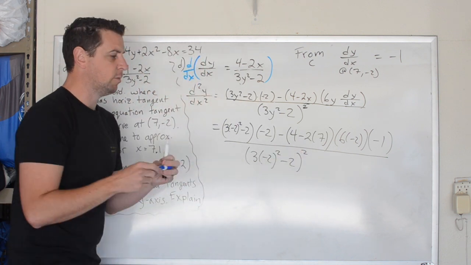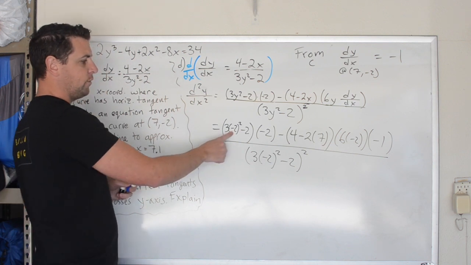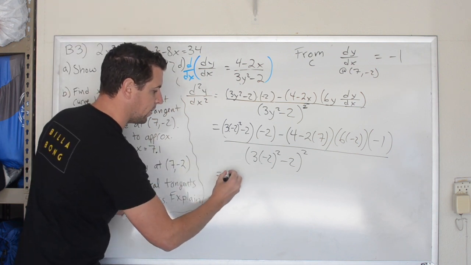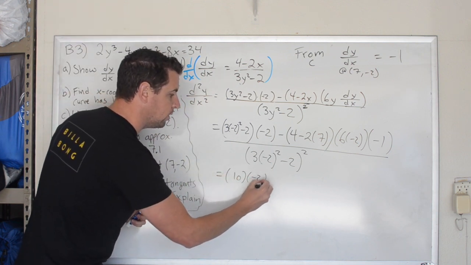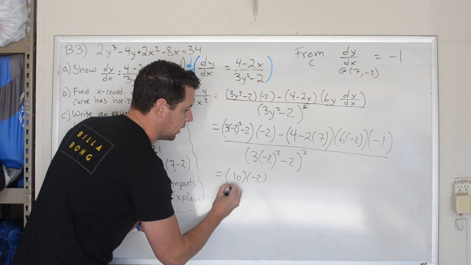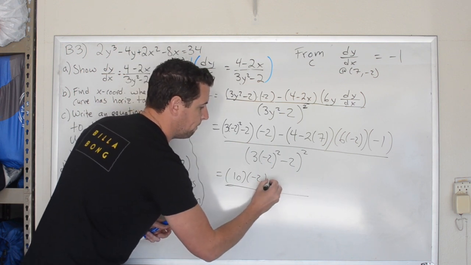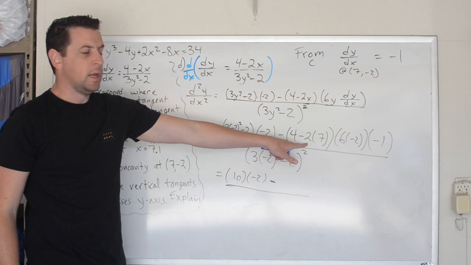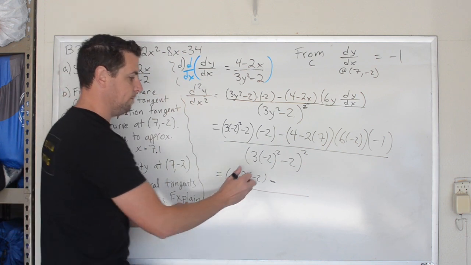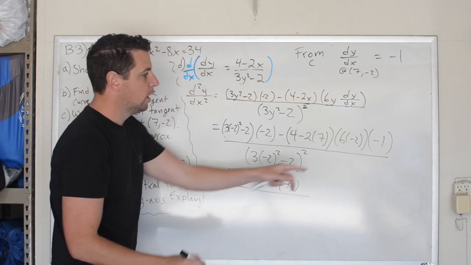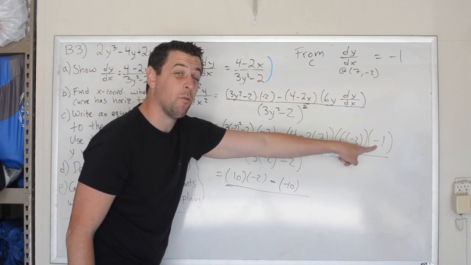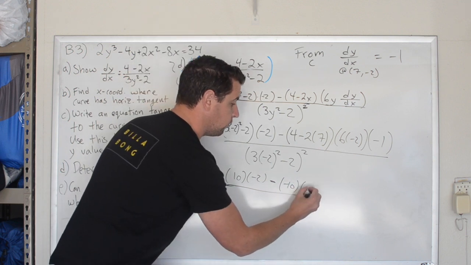Okay, so here we go. -2 squared is 4. 4 times 3 is 12. 12 minus 2 is 10. So I got that first number to be 10 times -2. Let me give a better spacing here. I gotta go kind of slanted, sorry. Minus here, -2 times 7 is -14. 4 minus 14 is -10. 6 times -2 is -12. -12 times -1 is positive 12.